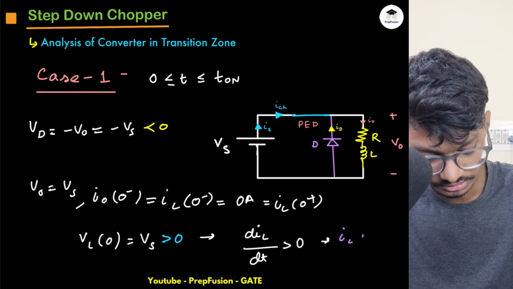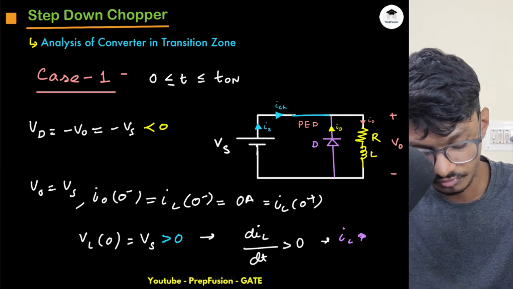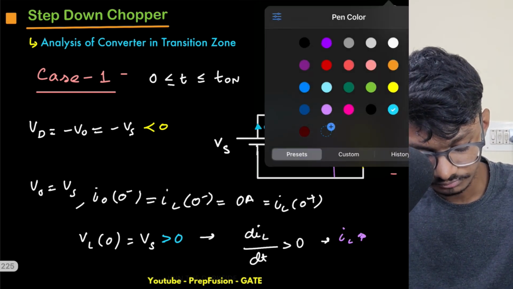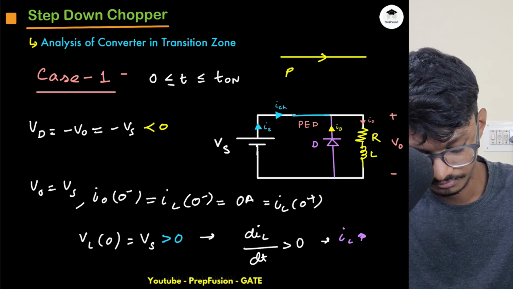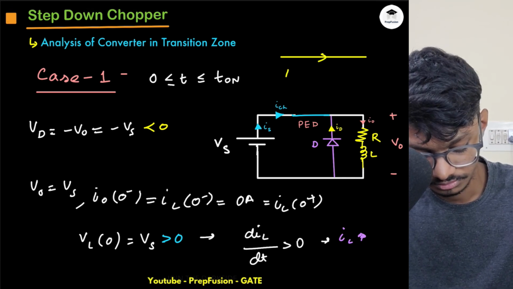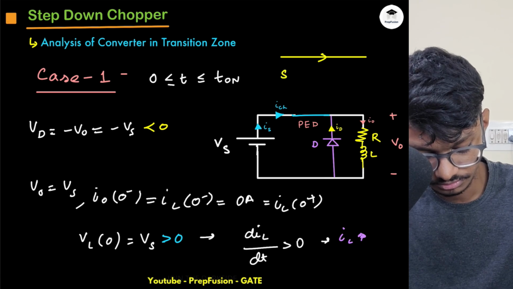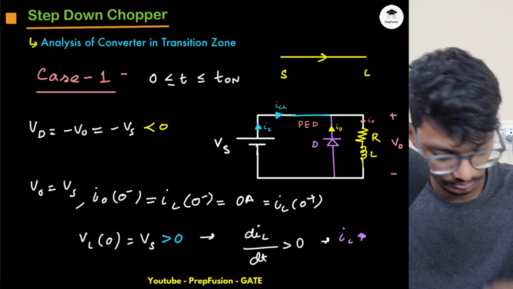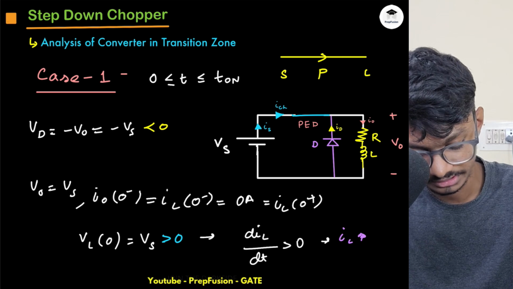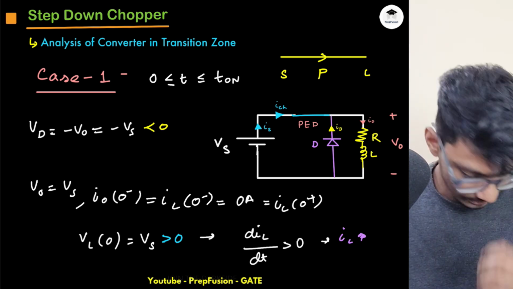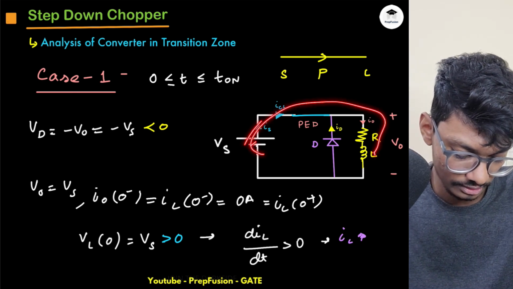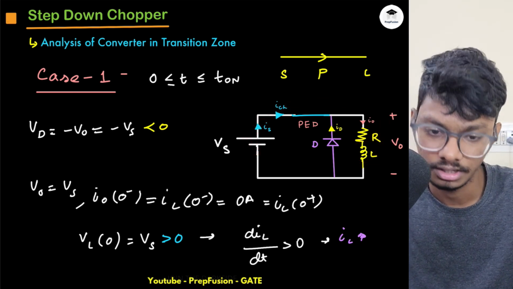And as it is positive, IL will increase, and power will flow from source to load. Power will flow like this, from source to load, as this voltage source is energizing the inductor.